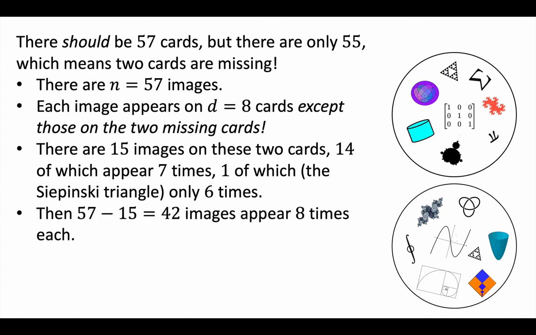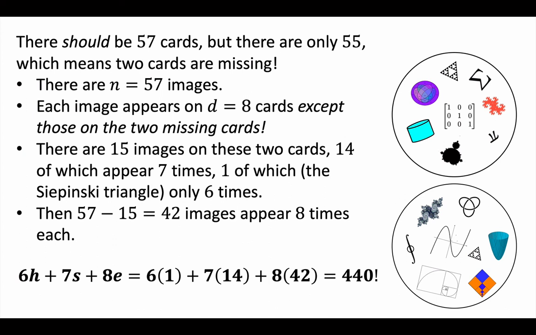Overall, taking out these 15 images that are missing from the 57, there are 42 of them that will appear 8 times. Earlier, we let S be the number of images that appeared 7 times and E be the number of images that appeared 8 times. We could let H, standing for hex, be the number of images that appear 6 times. So 6H plus 7S plus 8E should be the 440 pictures. 6 times 1 plus 7 times 14 plus 8 times 42 is 440. So the mathematics works out.